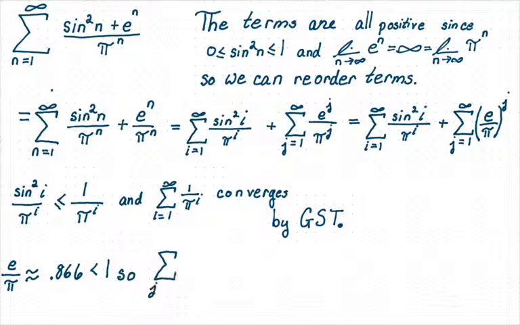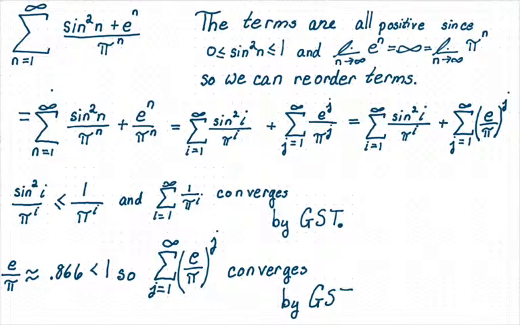In the same way, e over pi, that's equal to 0.866. Remember, e is 2.71-ish. Pi is 3.1415-ish, and so this fraction is going to be less than 1. So the sum converges, again by the geometric series test.